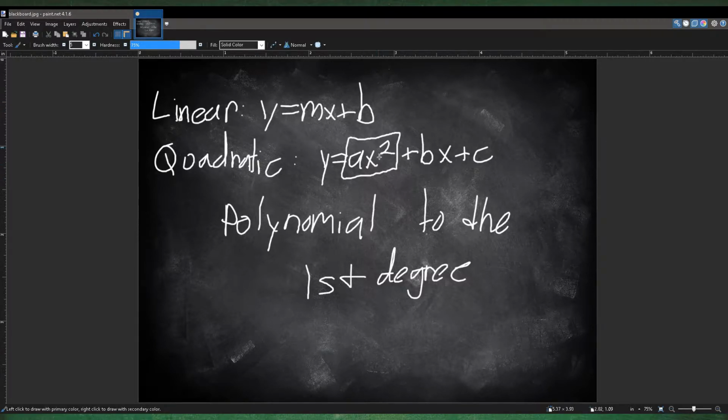So for quadratic, there's a 2. So what do you think the first would be? It would change to a second. So a quadratic would be a polynomial to the second degree.